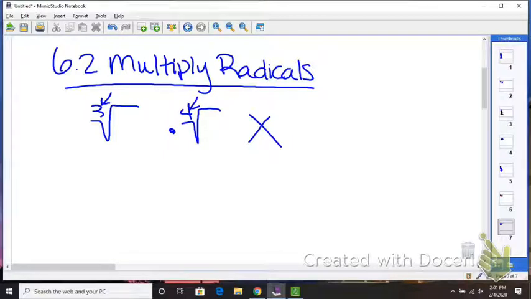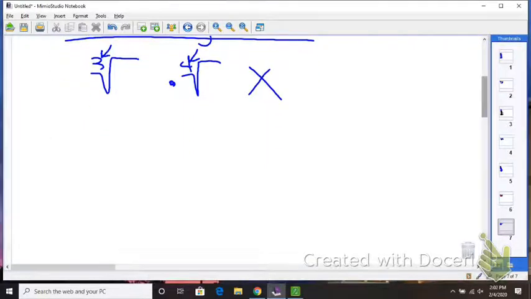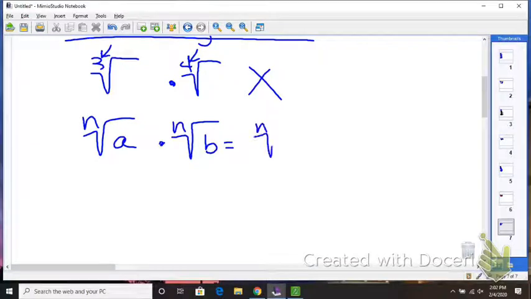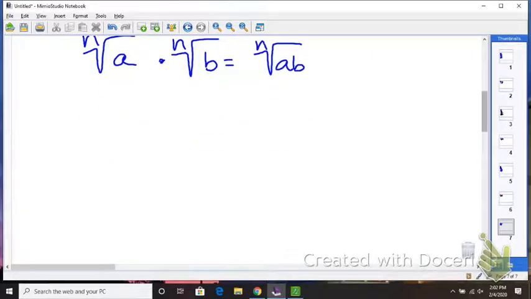And if you have the same root, whatever's on the inside you can multiply together, and whatever's on the outside you can multiply together, just like regular old multiplication. Here's the math version of that. If I have the nth root of A times the nth root of B, I can multiply that together to get the nth root of A times B. So you just multiply together what's on the inside, if you have the same root. And if you have numbers on the outside, you multiply those together also. So inside stays together, outside stays together until we go to simplify.